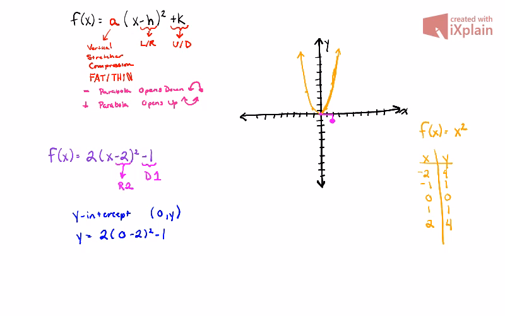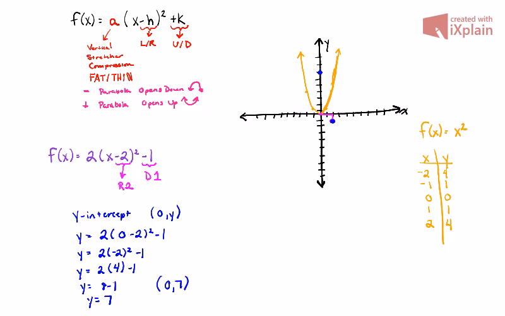we will get, using our order of operations, 0 minus 2 is negative 2. Then 2 times negative 2 squared is going to give us a positive 4. 2 times 4 is 8. And then 8 minus 1 is 7. So our particular y-intercept for this problem is at (0, 7). I'm going to make my points blue. So there's my vertex in blue, and I need to find (0, 7) on the graph.